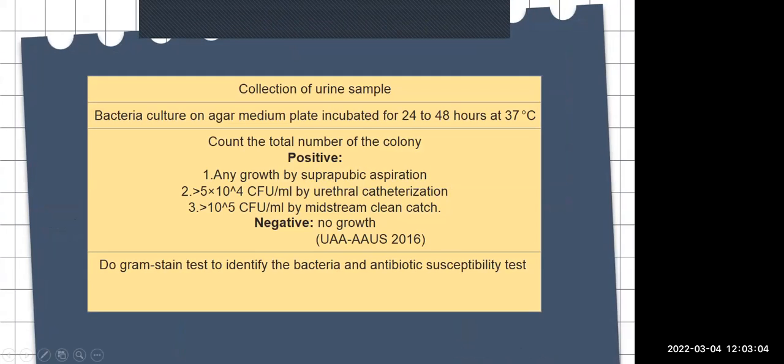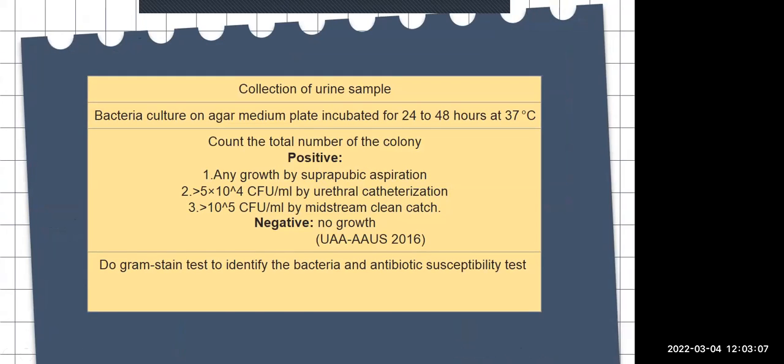Okay, after we have collected the urine sample, what we need to do next is culture the bacteria on the agar medium plate and incubate it for 24 to 48 hours at 37 degrees Celsius. It is considered positive when there is any growth by suprapubic aspiration. For urethral catheterization, whenever it is more than 5 times 10 to the power of 4. For the midstream clean catch, it is more than 10 to the power of 5. It is considered negative when there is no growth at all. Next is a Gram stain test in order to identify the bacteria, as well as an antibiotic susceptibility test.